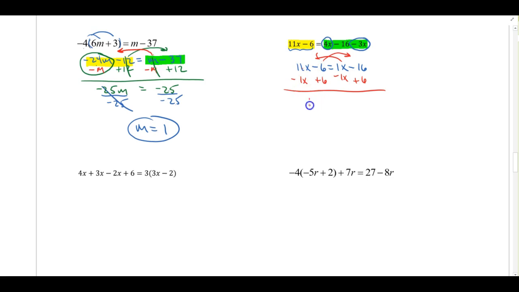11x minus 1x is 10x. 6 is eliminated equals 1x is eliminated. Negative 16 plus 6 is negative 10. And now all I have to do is divide by 10, and x is equal to negative 1.